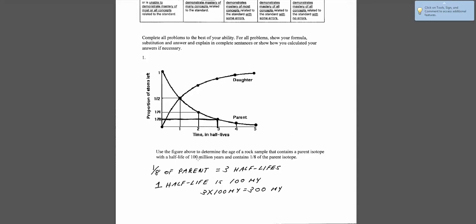Well, we know the half-life is 100 million years, so every half-life that the radioactive material goes through is 100 million years. We got 1/8 of the material left. We take it over to our curve, go to the x, and find that it went through 3 half-lives. One half-life is 100 million, so we just multiply 3 by 100 million. This is very similar to what we did in class and also your P-Lab.